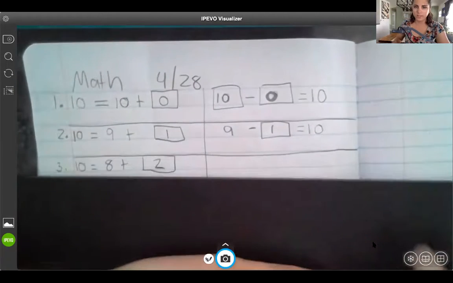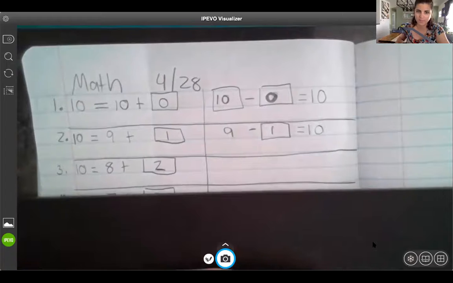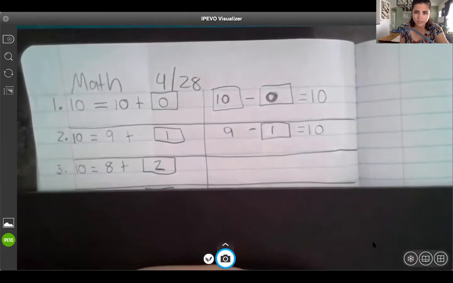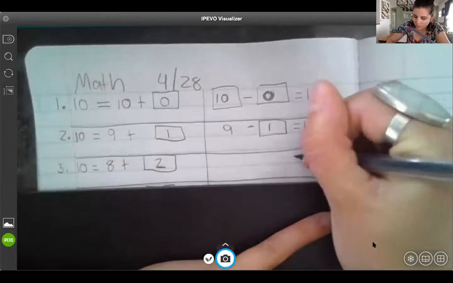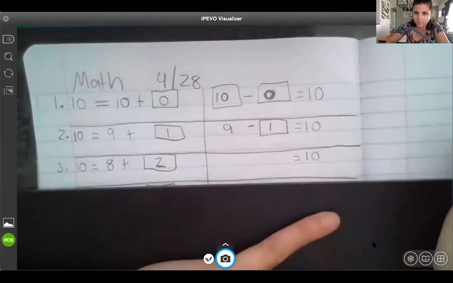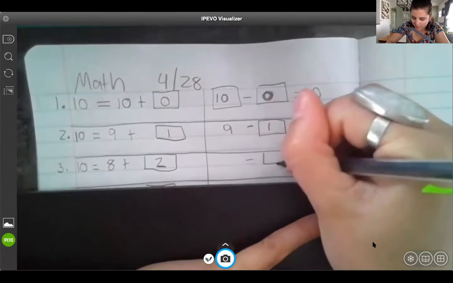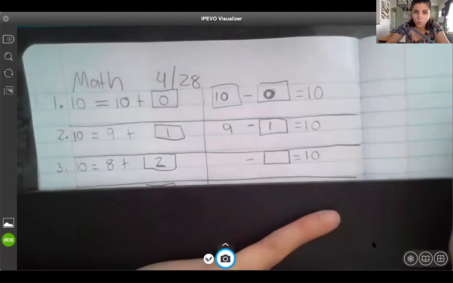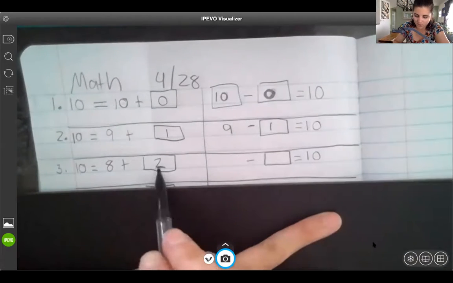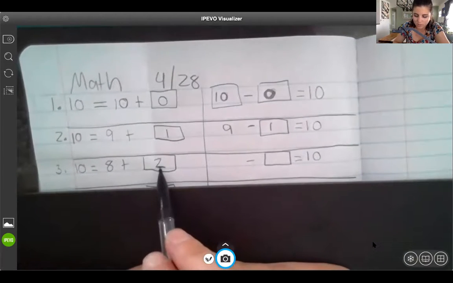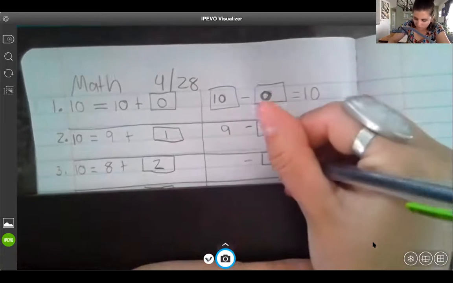Let's set up number 3 the same exact way. If you need to pause the video to comprehend what's going on, go ahead. So we're going to put equals 10. We're going to put our subtraction symbol, and then we're going to place a box right here. We are going to plug in the box from the left-hand column. What number is there? 2.